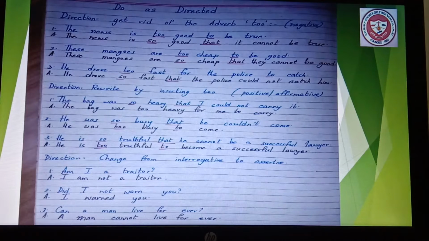Now, the sentence "the bag was so heavy that I could not" is a negative sentence. When I am removing "so... that" and inserting "too," I am forming a positive sentence: the bag was too heavy for me to carry. Now, second one: he was so busy that he couldn't come. He was too busy to come. See, I'm using "too" and "to" instead of "so... that." Third, he is so truthful that he cannot be a successful lawyer. Here again, he is too truthful to become a successful lawyer.